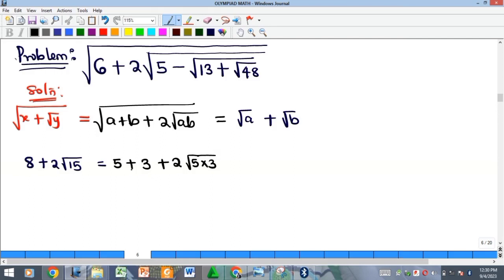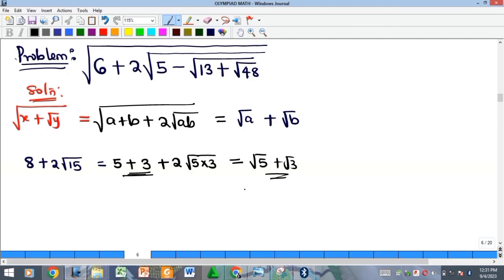If we can express whatever you have in such a way that the part which is not the root part becomes a sum of two numbers, and then there is a 2 multiplying the square root, and the square root has a product of the same two numbers that were summed outside, then the answer to this is simply the square root of 5 plus the square root of 3, and that's just your answer. So now there is this method.